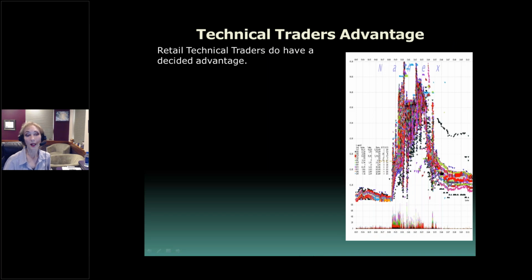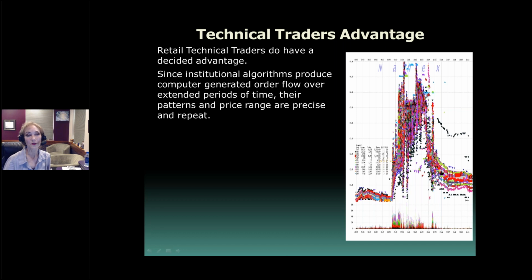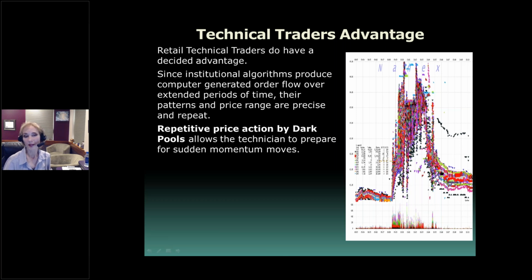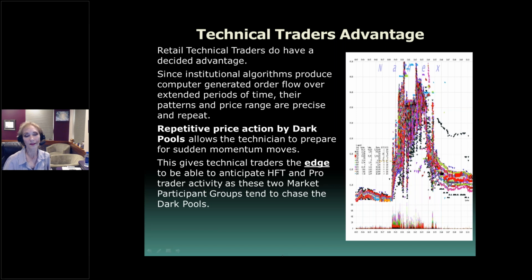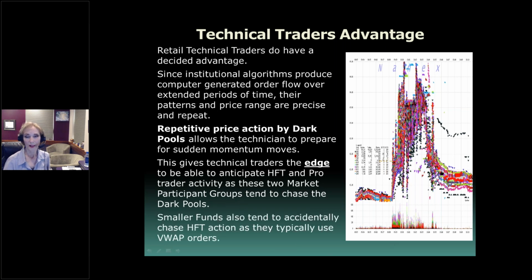Retail technical traders do have a decided advantage. You are lucky. Since institutional algorithms produce computer-generated order flow over extended periods of time, their patterns and price range are precise and repeat. Repetitive price action by dark pools allows the technician to prepare for sudden momentum moves. This gives technical traders the edge to anticipate HFT and pro trader activity, as these 2 market participant groups tend to chase the dark pools. So you have dark pool activity, pro trader, HFT activity, small funds, and retail traders. This is a millisecond scale chart, by the way.